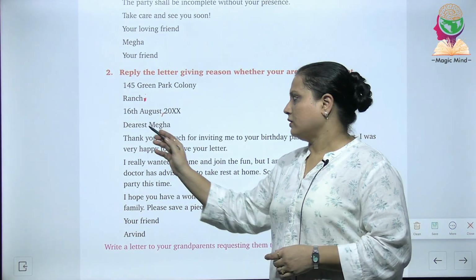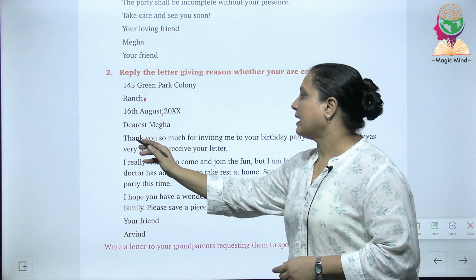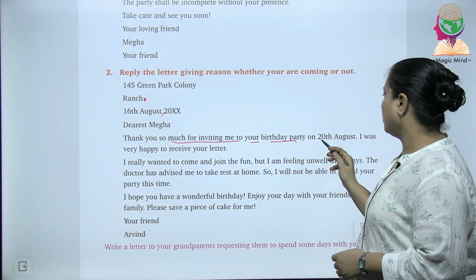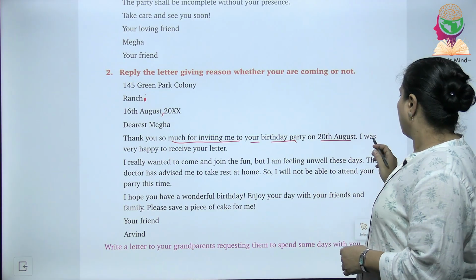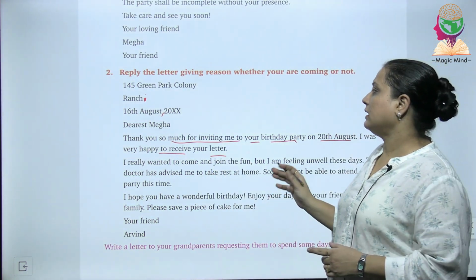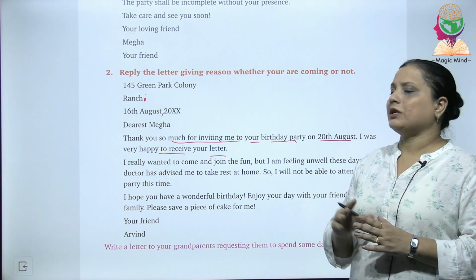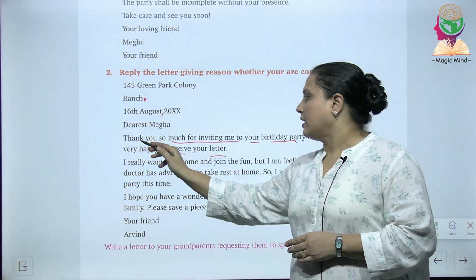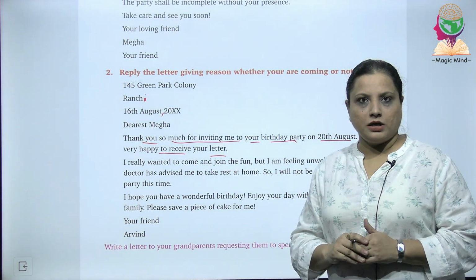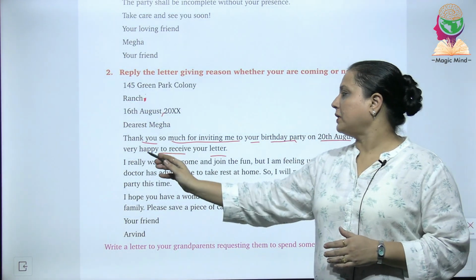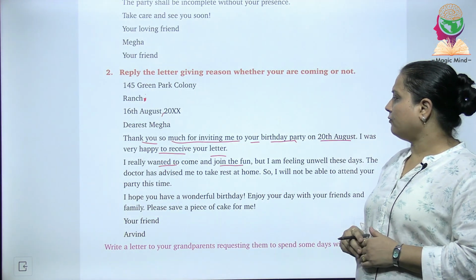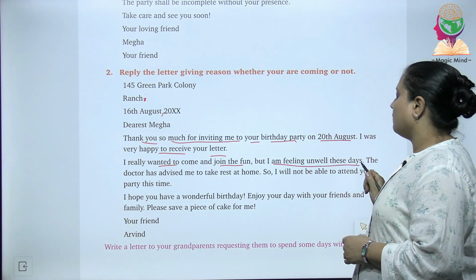Then we'll write, Dearest Megha, thank you so much for inviting me to your birthday party on 20th August. I was very happy to receive your letter. In these lines, first, what is Arvind saying? He is thanking his friend Megha for inviting him to the party, and he is very happy to receive the letter. I really wanted to come and join the fun, but I am feeling unwell these days.